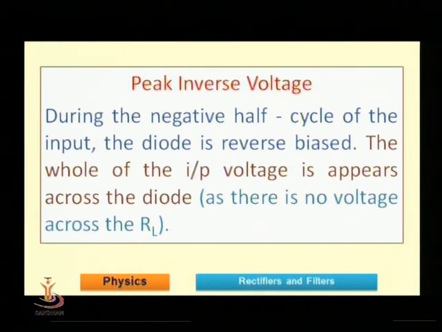The whole input voltage appears across the diode, as there is no voltage across the RL. During the negative half cycle, we are not getting any output across the load resistor, hence whatever voltage you are applying will be obtained at the input of the diode, and it is not allowing current to pass from positive to negative.